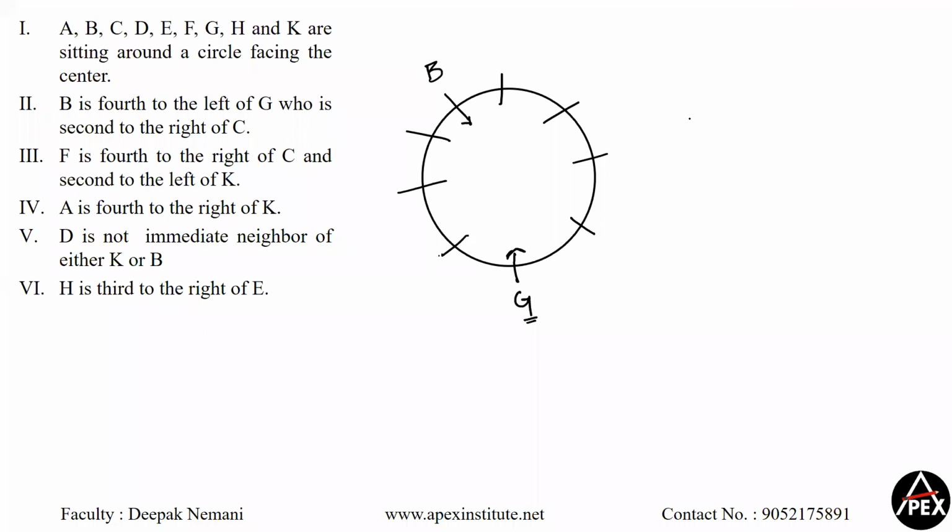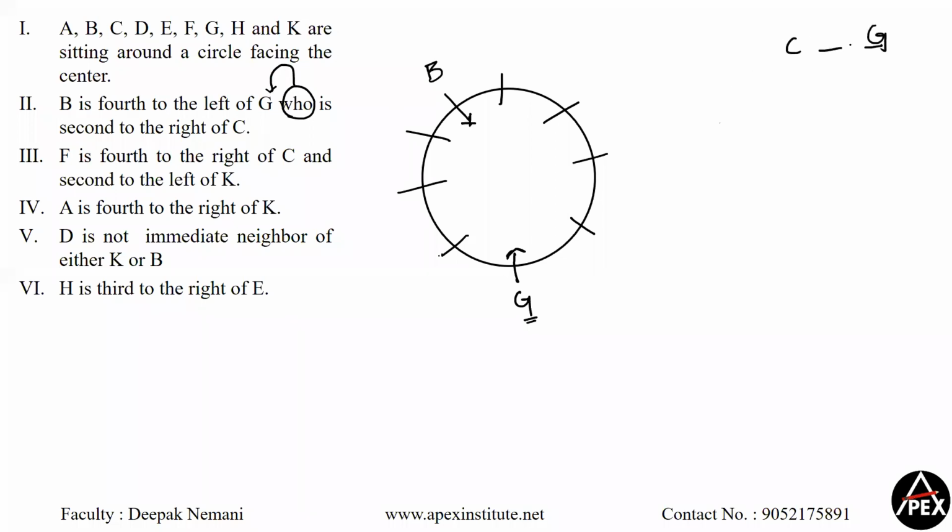Yeah, I will do the second question. So don't worry. So B is fourth to the left of G. We have considered that. Now, who is second to the right of C? Is it G or B? Quick responses. We have discussed this. It is G. When you have two statements joined by who, it always refers to the person before who. So G is second to the right of C.